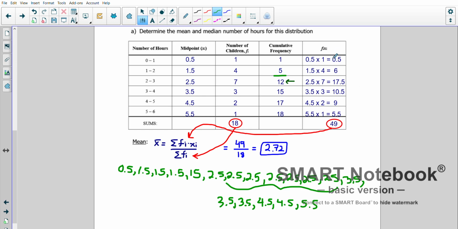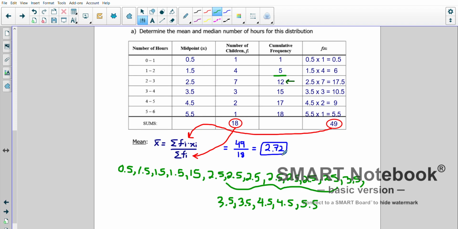So these are all the cumulative hours watched by the kids in these intervals. So we would add these up. The total hours of television watched is 49. You can double check. If I add up all these, it's going to equal 49. And then there's 18 kids. The sum of the frequencies, 18.